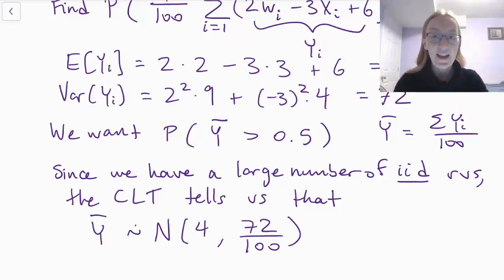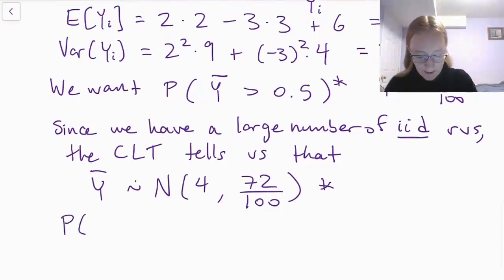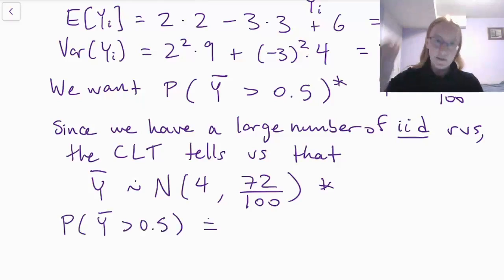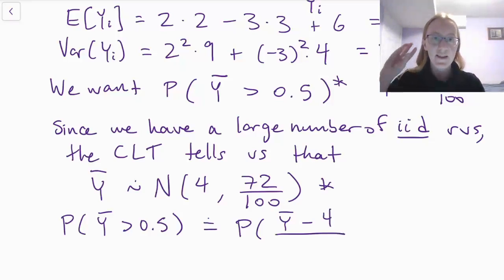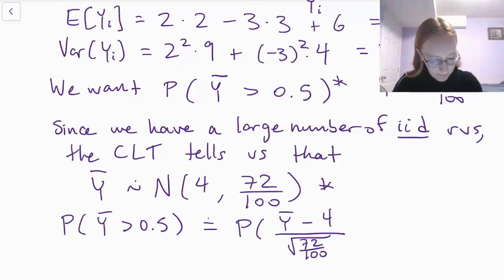Okay, so with this in mind, we have the approximate distribution here, and we want to calculate this. So now it's just become a normal distribution kind of question. So the probability that y bar is greater than 0.5 is, again, approximately equal, using this normal approximation, to the probability that y bar minus the mean divided by the standard deviation, which is going to be the square root of 72 over 100, is greater than 0.5 minus 4 divided by the square root of 72 over 100.